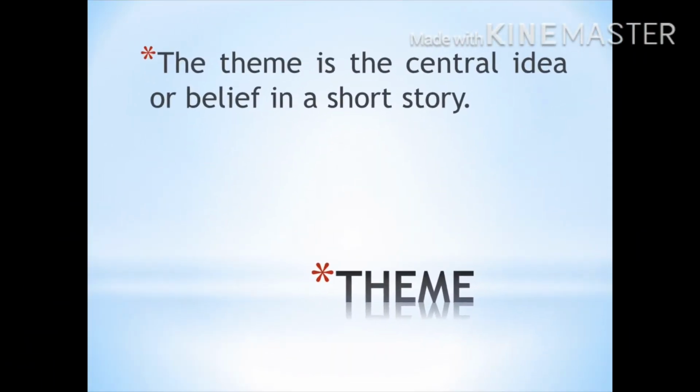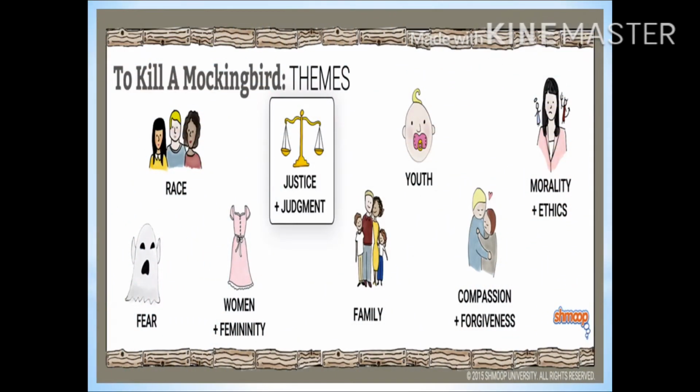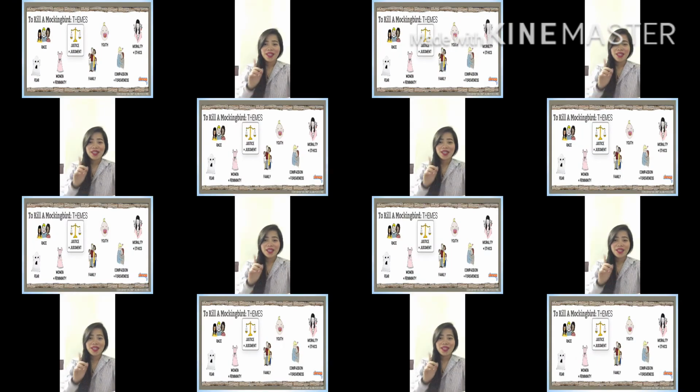Lastly, one of the important elements of a story is the theme. The theme is the central idea or belief in a short story. And to give you an example of a theme, we have the themes of To Kill a Mockingbird. As you can see, there are race, justice and judgment, youth, morality plus ethics, fear, women and femininity, family, and also compassion and forgiveness. Those are the themes of the story To Kill a Mockingbird.